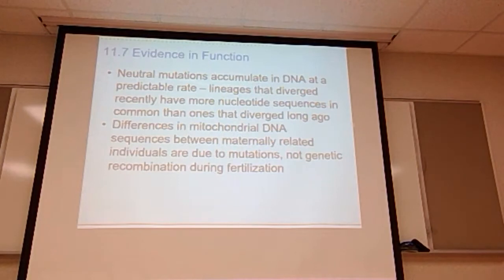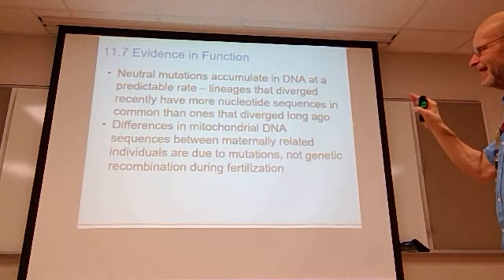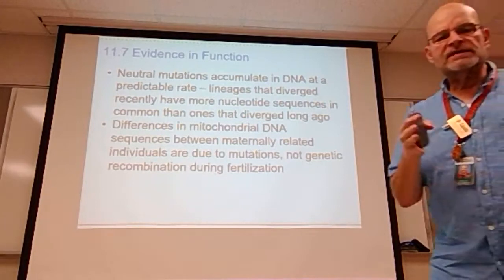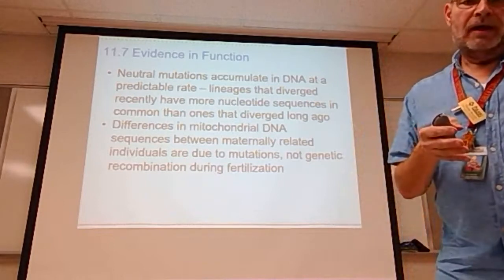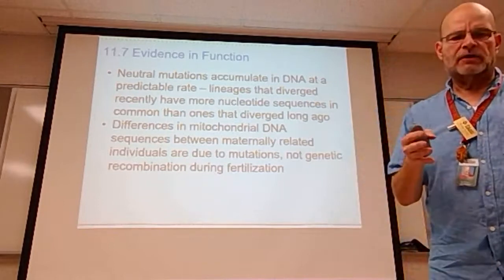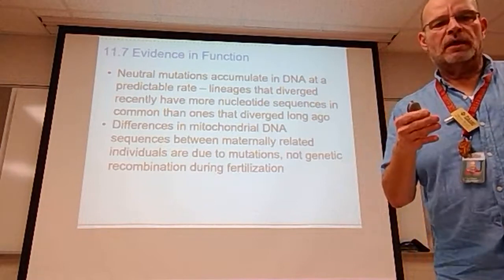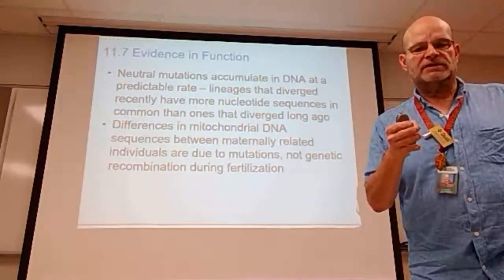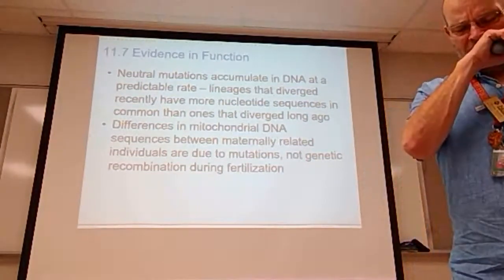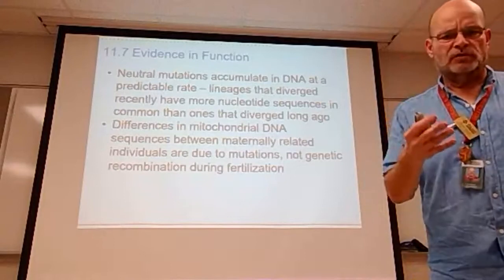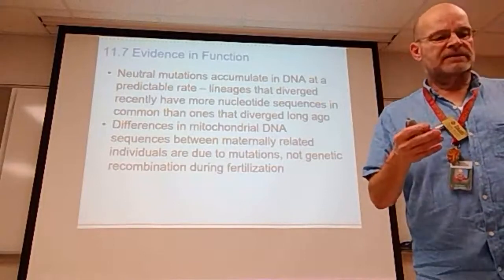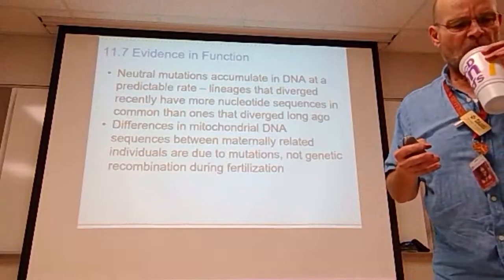Neutral mutations accumulate in DNA at a predictable rate. Lineages that diverged recently have more nucleotide sequences in common than ones that diverged long ago. What that says is, where there is a common gene, the one most often talked about is the cytochrome C gene. The cytochrome C gene is present in all carbon-based life on this planet. It's a gene involved in metabolism. It's one of the genes that gives rise to one of the proteins or enzymes that makes the electron transport chain work.